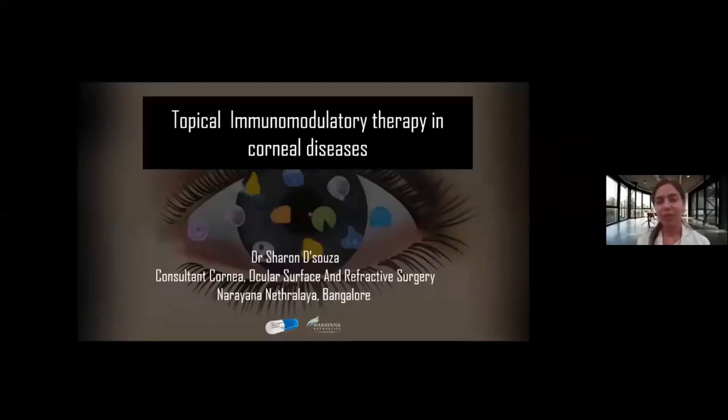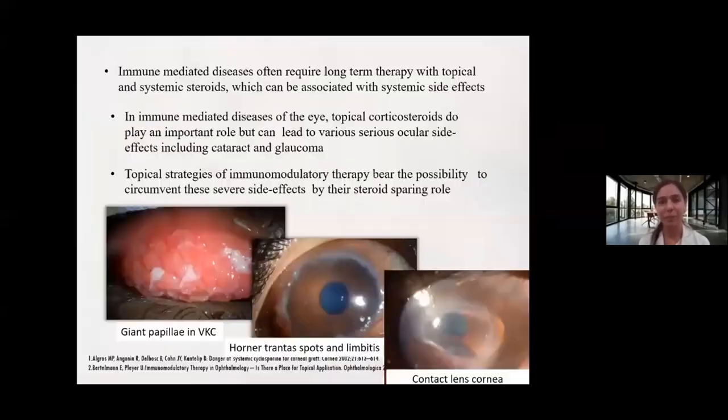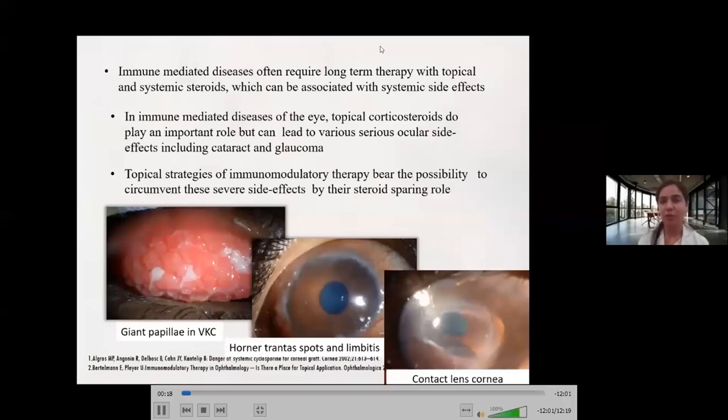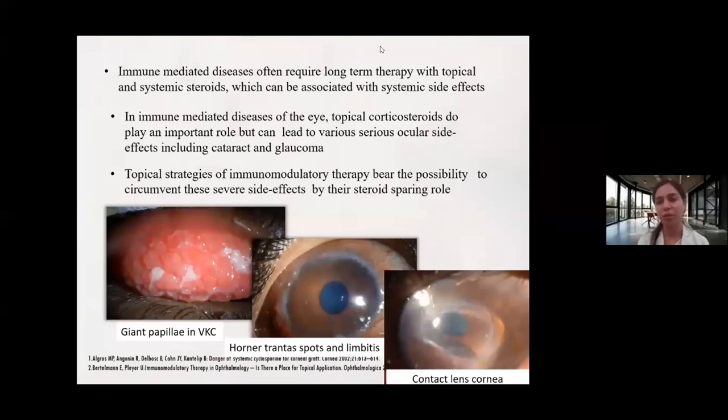At the outset, I would like to thank the organizers of the KOS conference for inviting me to give this talk. Today, I'll be speaking on topical immunomodulatory therapy in corneal diseases. So we do know that immune-mediated diseases often require long-term therapy with both topical and systemic steroids, which can be associated with systemic side effects.